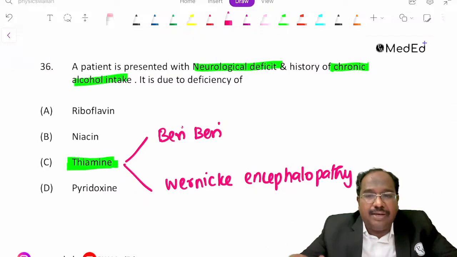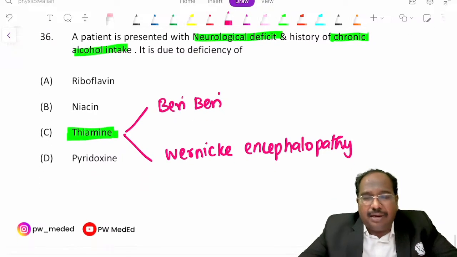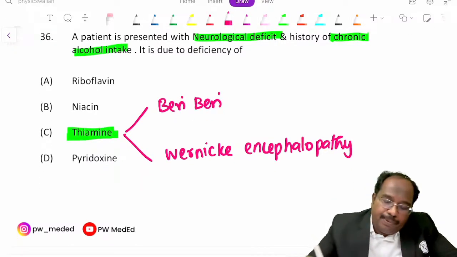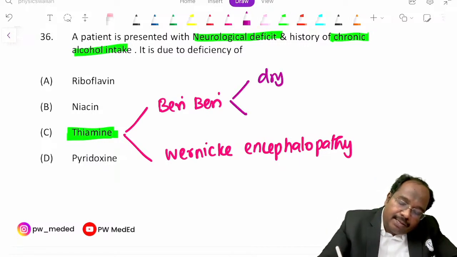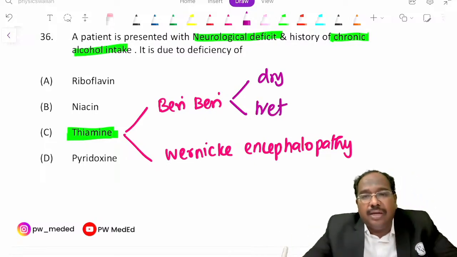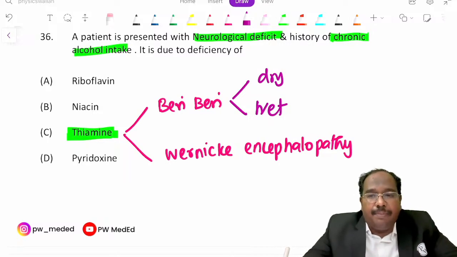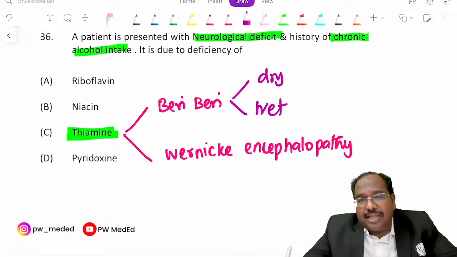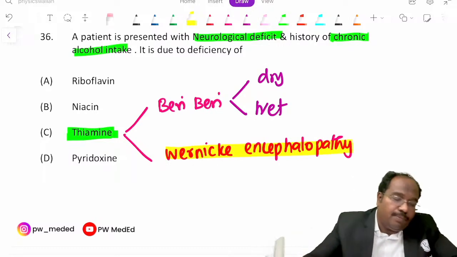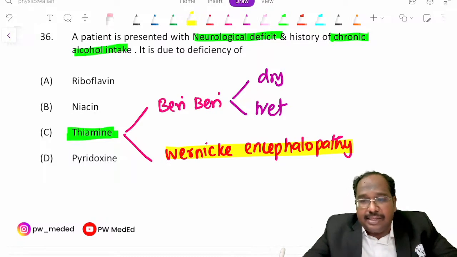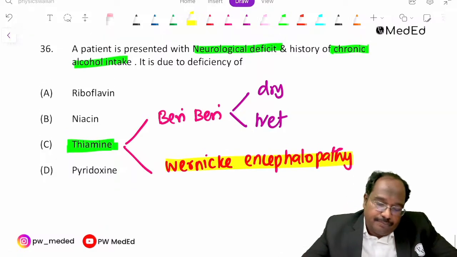In Wernicke's encephalopathy, ophthalmoplegia will be there, and mental confusion will be there. Beriberi means it will affect the nerves and the heart. So dry beriberi and wet beriberi will be there. Nerves it will affect in dry beriberi. Heart it will affect in wet beriberi. So this is thiamine deficiency, Wernicke's encephalopathy. This year it was asked in the NEET exam also.